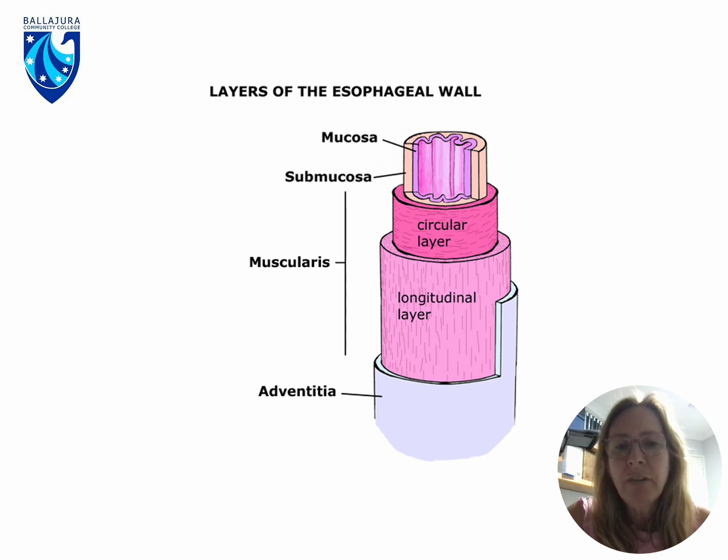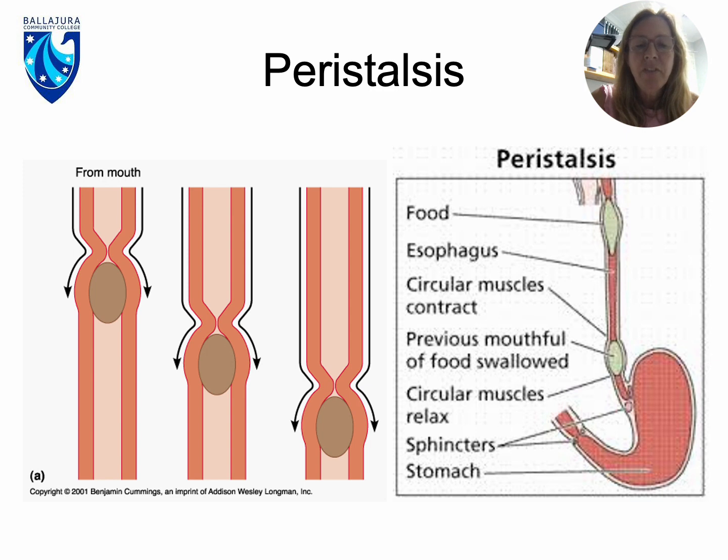This is a diagram to show the cross-section of the esophagus. This isn't in your syllabus, so you don't need to know this diagram. This diagram shows you these wave-like actions known as peristalsis, which push the food down to the top of the stomach. The top of the stomach is controlled by a sphincter.